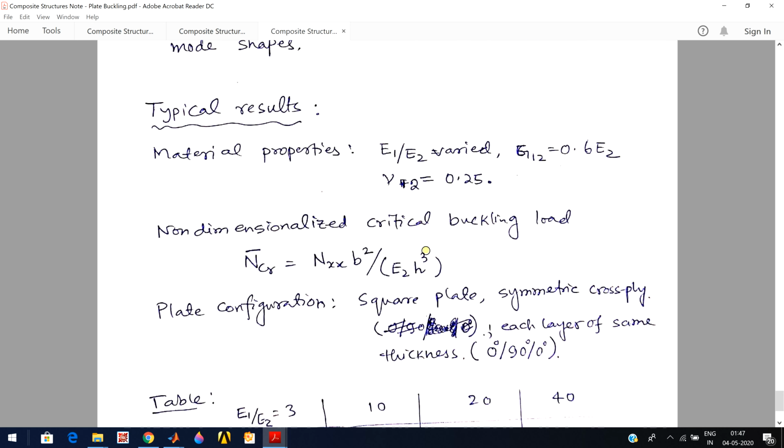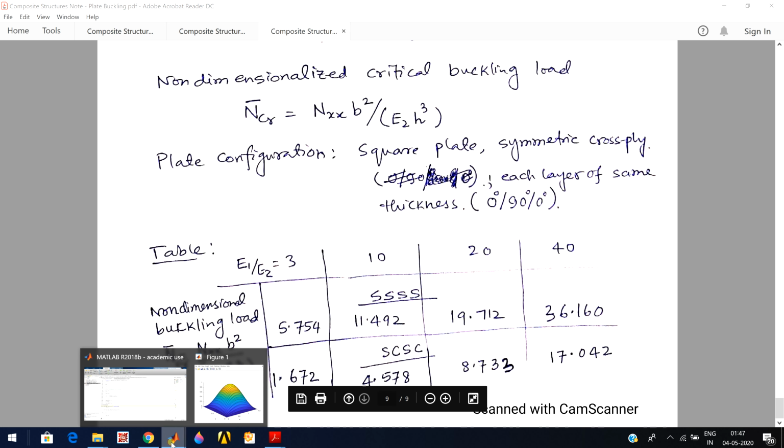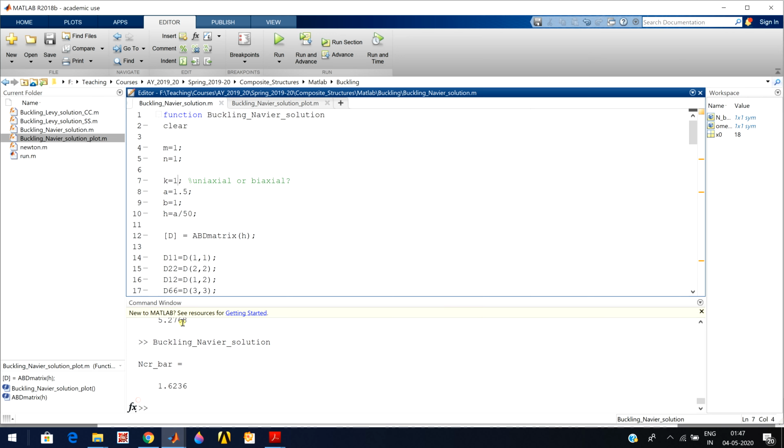So, a typical result. Here E1, E2 are varied, the material properties are taken in this way, and this is the non-dimensional buckling load, for a square plate, symmetric cross-ply 0, 90, 0, with each layer of the same thickness. I am showing two cases: simply supported and simply supported, clamped. For this, we can see how we can calculate the buckling load. This is done with similar codes to those we used for the vibration case.